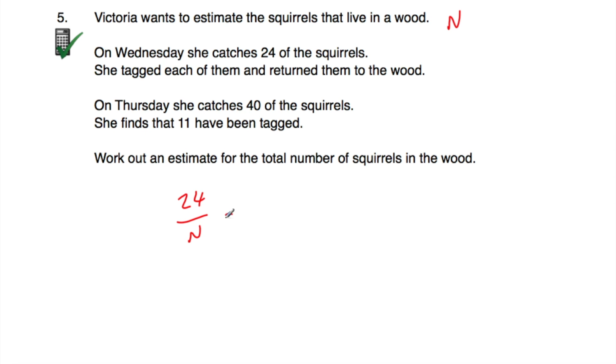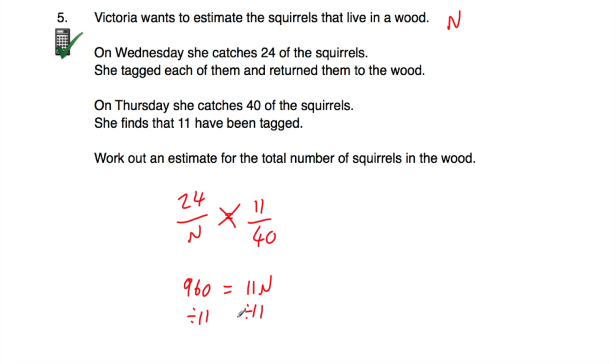And then on Thursday, she goes back and she captures 40 squirrels and 11 are tagged. So 11 out of the 40 are tagged on the second visit. So let's solve this equation. Remember, we could times both sides by N and then both sides by 40, and then solve it that way, or we can use our cross multiplication. So I'm going to do 40 times 24, which is equal to 960, and that's equal to 11 times n, 11n. Now we're going to divide both sides by 11.